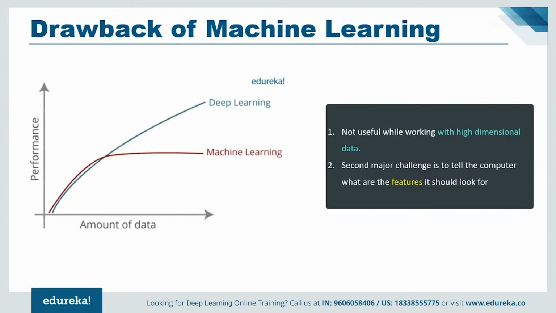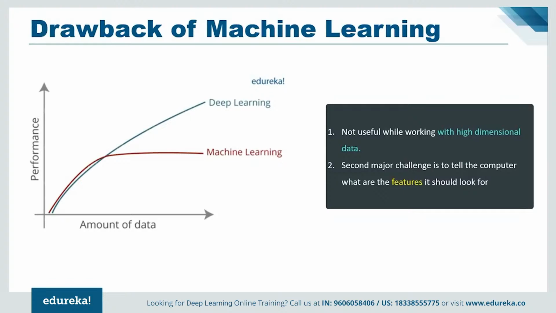So traditional machine learning algorithms are not useful while working with high dimensional data. That is where we have a large number of inputs and outputs. For example, in the case of handwriting recognition, we have a large amount of input associated with different types of handwriting. Now, handling and processing such data becomes very complex and resource exhaustive. This is termed the curse of dimensionality.